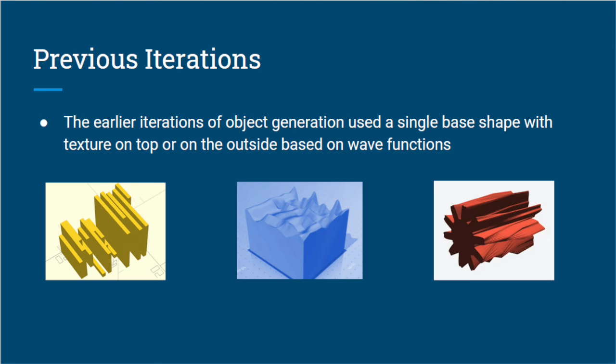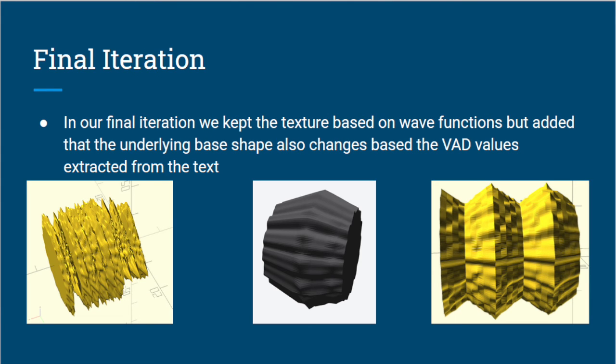Early on, we decided to use a wave function with the valence, arousal, and dominance values as the input, and use those waves to create a topography of a baseline shape. We tried applying this to both a rectangular base and a cylindrical base, but eventually decided that these objects ended up looking too similar to each other. So in our final iteration, we decided to also have the base shape be determined by the valence, arousal, and dominance values to make sure each object would look less uniform.